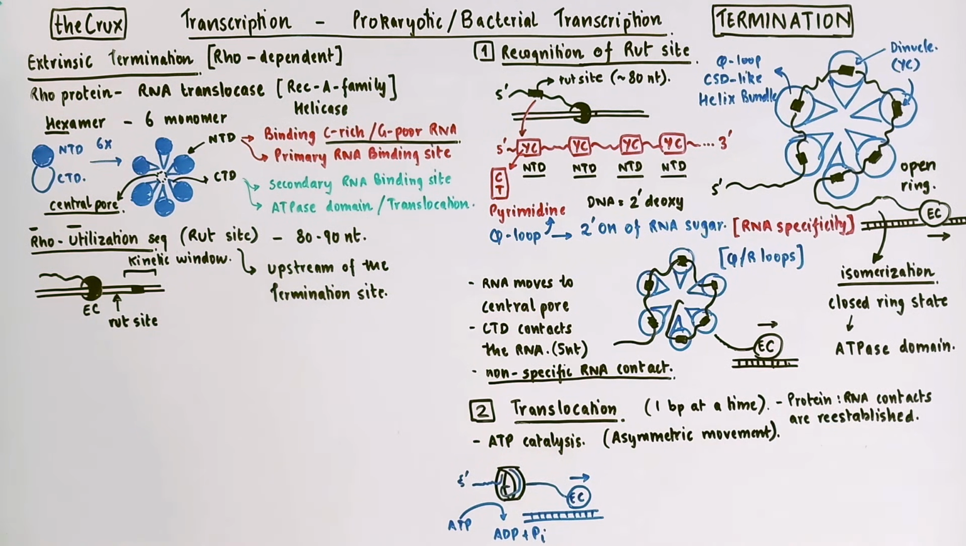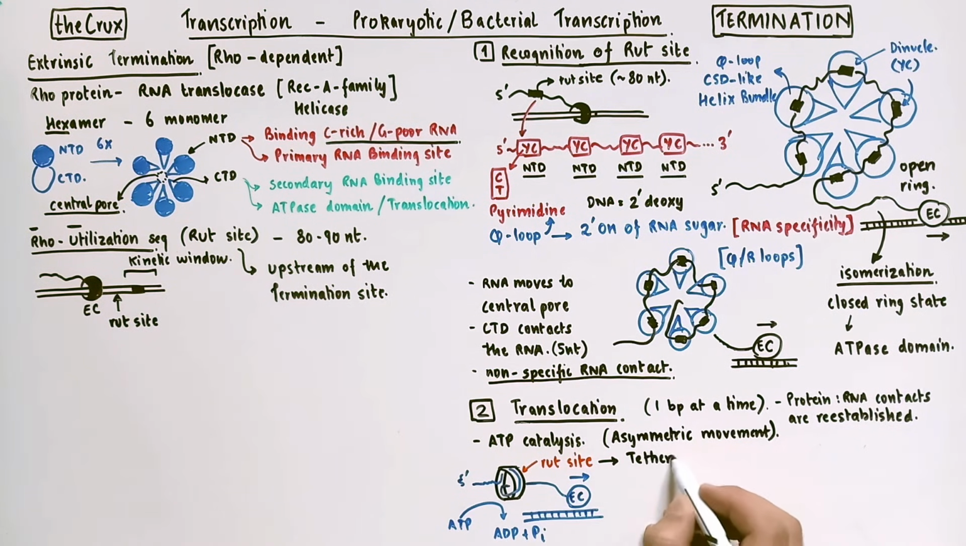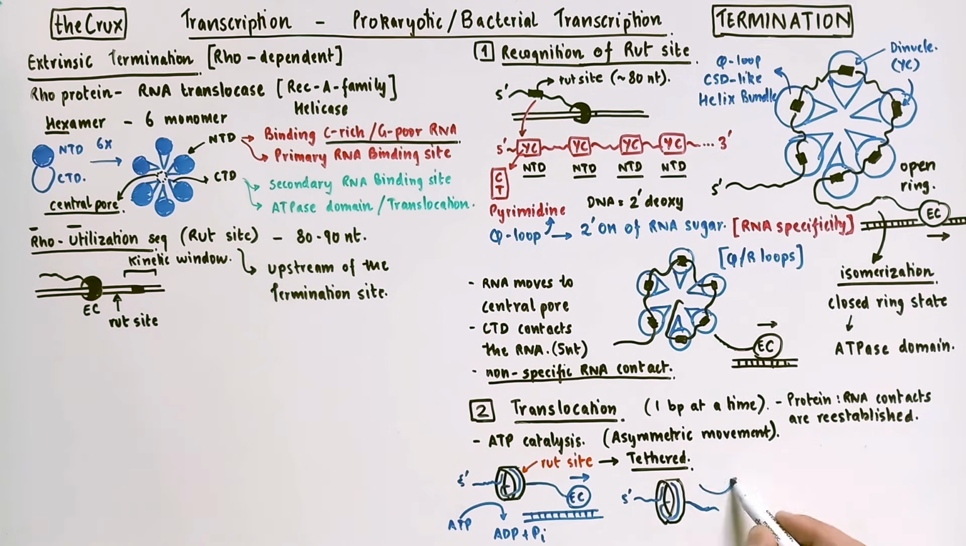One super important thing to keep in mind is that the rut bindings are not broken when the Rho translocates, so they remain tethered all the time. So how does the translocation look like? When the central pore is translocating 1 base at a time using ATP, the RNA is actually looping out while the rut sites remain bound.